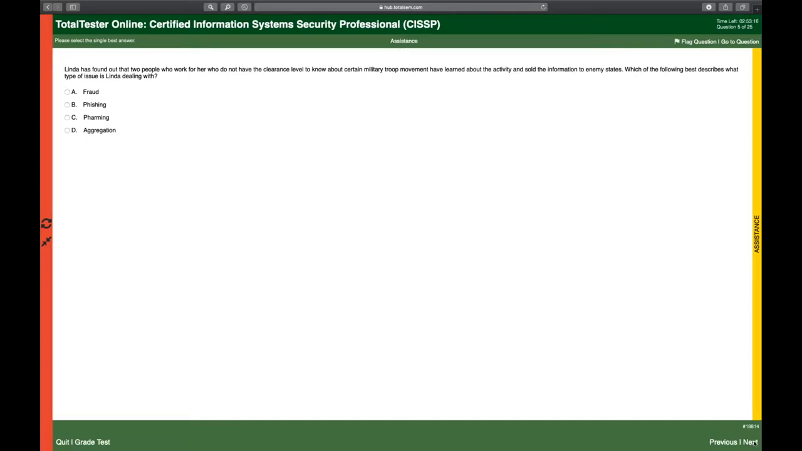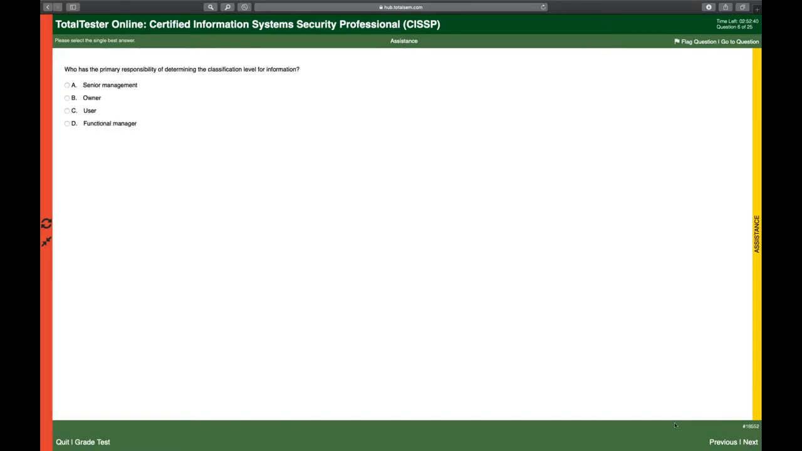And this is at the core of what it takes to read these questions and understand the true intent. They'll present these answers to you and use words that we're familiar with in our study material. But if you don't know exactly the intent of the question, and a lot of times it's just not very easy. So we know it's not phishing. We know it's not farming. We're torn between fraud and aggregation. I'm going to lean towards fraud. Doggone it. You guys can tell me about it if I'm wrong.